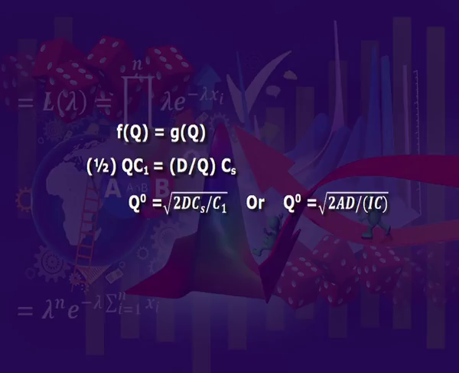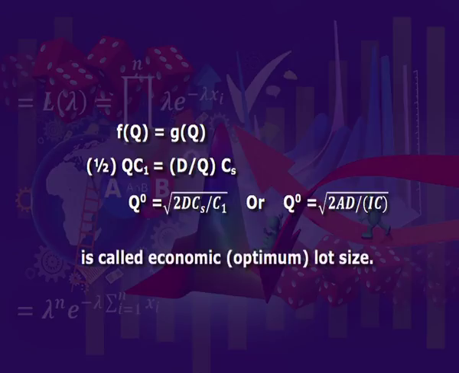This value of Q we denote by Q0, that means economic order quantity, or also Q0 equal to under root 2 times A into D divided by I into C, is called economic or optimum lot size.